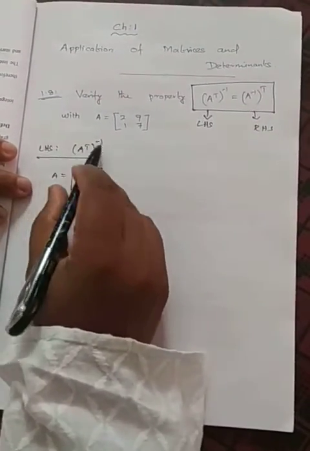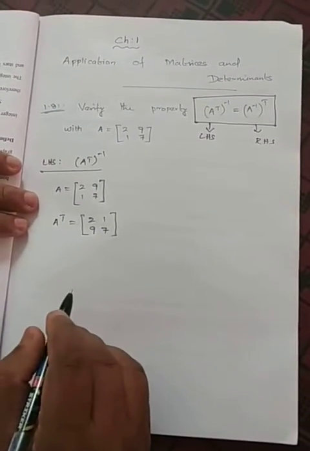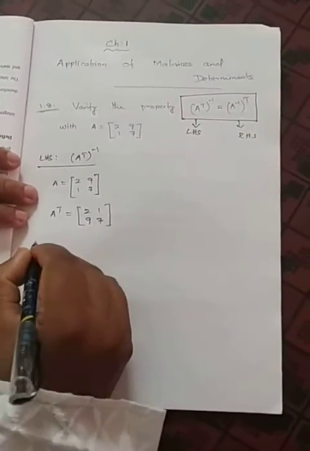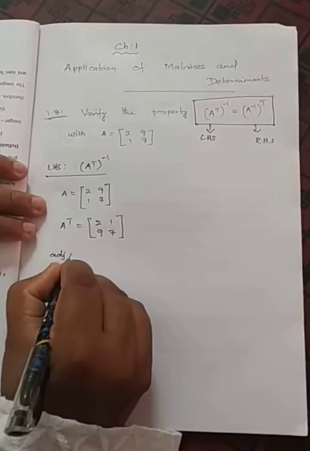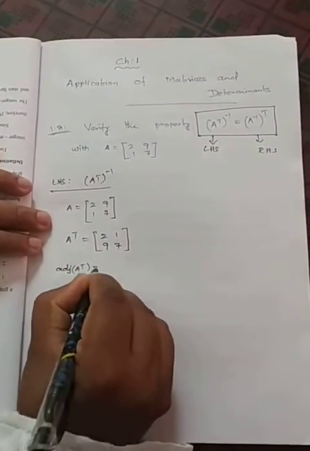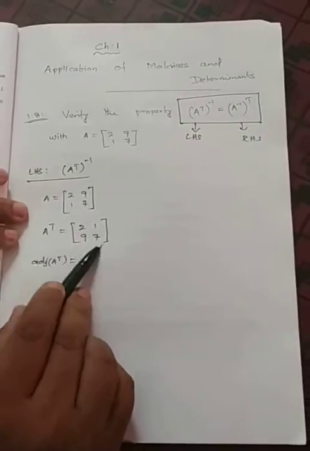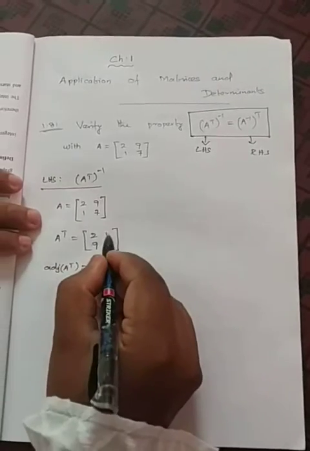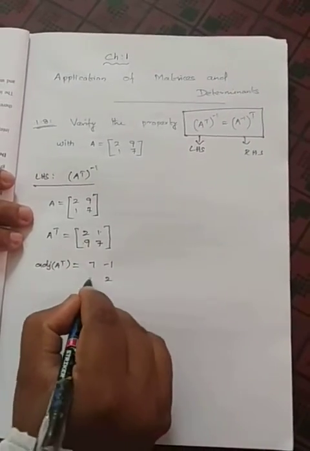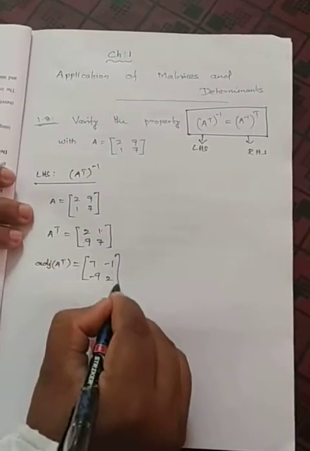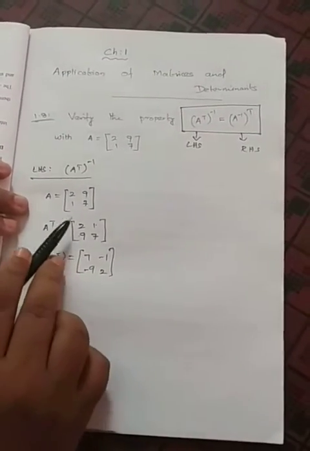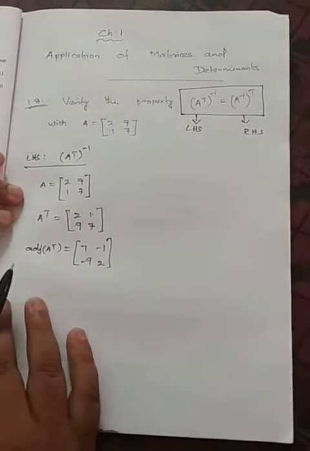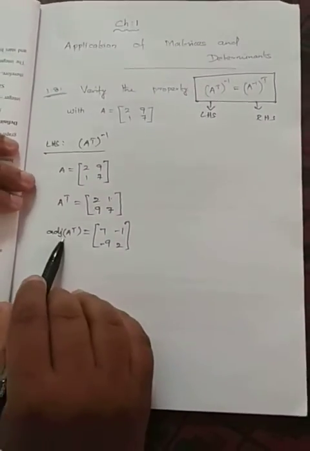Now we need to find the inverse for this. As we know, a shortcut method we have done in 11th standard itself. So how are we going to do it? First we will find the adjoint of A transpose. This is the shortcut way. In the diagonal you just exchange, that is, this is 7 and this is 2, we have to exchange these. And we need to change the sign of these, -1, -9. So this is the shortcut way of finding the adjoint for any matrix. Exchange these numbers and change the sign of these, and you will get it automatically. So we take the adjoint of that.